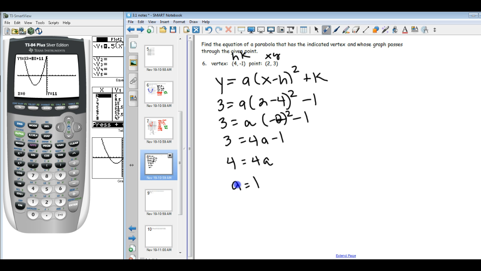So for this problem, a ends up to be 1, so there isn't a stretch factor. And then we go back to the original parent function, put in the 1 for the a, replace h with 4, and replace k with -1. And so the equation for your parabola is y equals (x minus 4) squared minus 1. You don't need to multiply that out, just leave it in vertex form just the way it is.